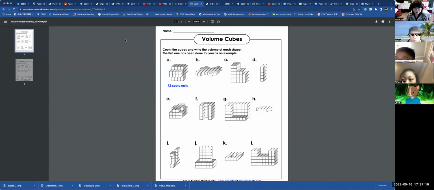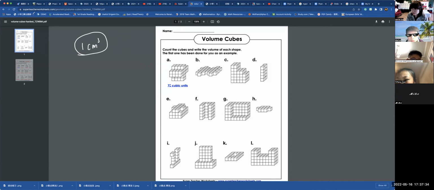For instance, if I know each of the little boxes is 1 unit, or we say 1 centimeter cube, all we need to do is count how many little cubes there are and add them together. That is the volume. Understand, everybody?